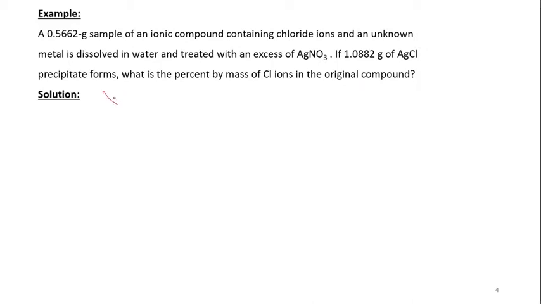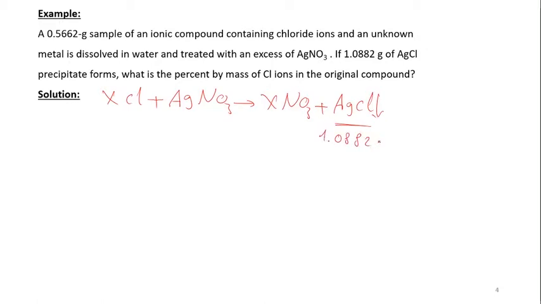Let's first write the reaction of this example. If I have a metal with chloride ions, I can just react it with silver nitrate. That will give me silver chloride, which is a precipitate. If I collect this precipitate, I find out it's around 1 gram. And I know the original weight of my sample, which is 0.5662 grams. Can I find out the percent by mass of the chloride ions in this sample?